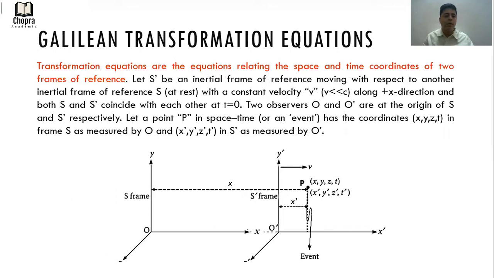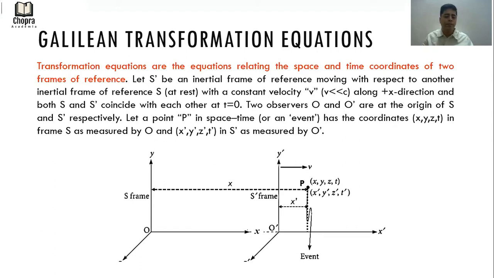This is your S frame of reference on the left hand side in the diagram. Right hand side is your S dash frame with a constant velocity v such that v is far less than c along the positive x direction, and both S and S dash coincide with each other at t equal to 0. Two observers O and O dash are at the origin of S and S dash respectively. Let a point P in space-time, or we can also call it an event, in the frame S dash. Here you can see P point has been plotted.